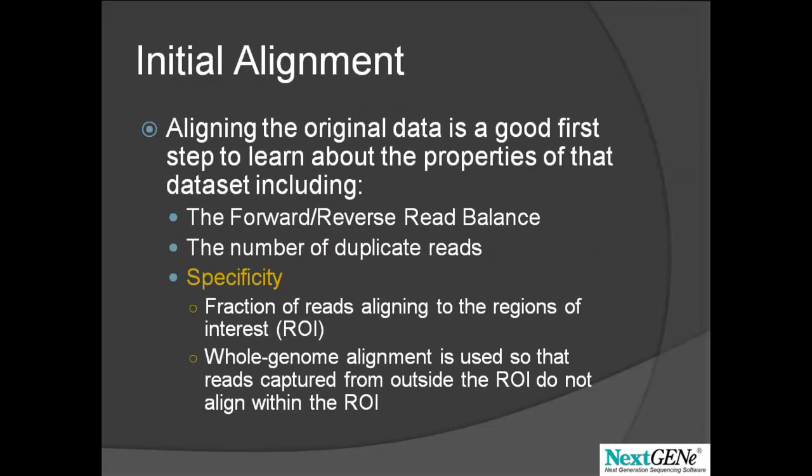Specificity is another important property. As many as half of all the reads may have been captured from parts of the genome that were not targeted. It is important to align to the entire genome rather than a reference based only on the regions of interest, because reads captured from outside of the region of interest may be similar enough to map within those regions with a few mismatches. This would create false positives.